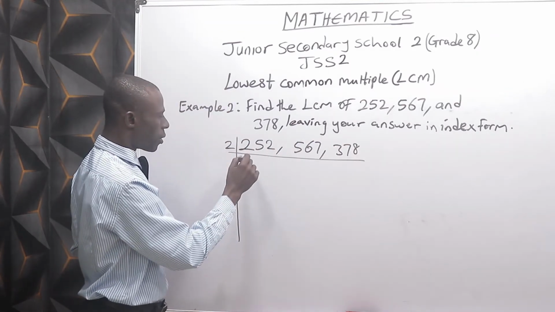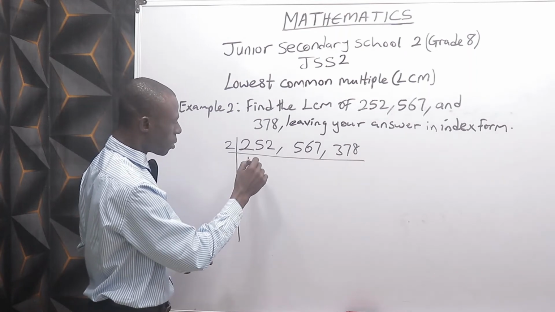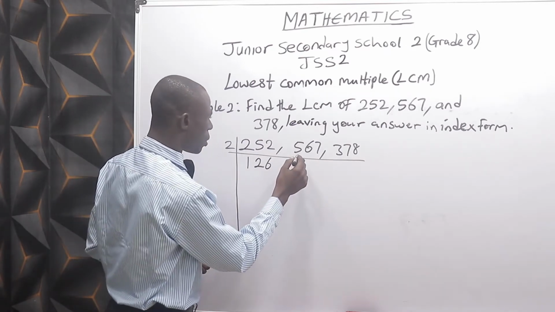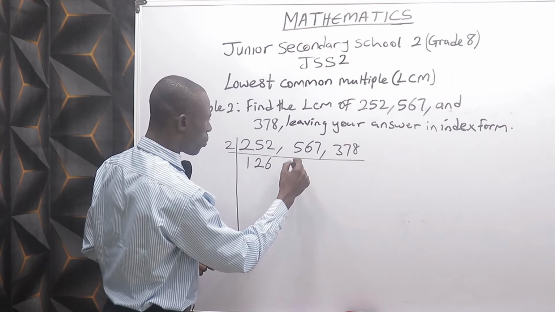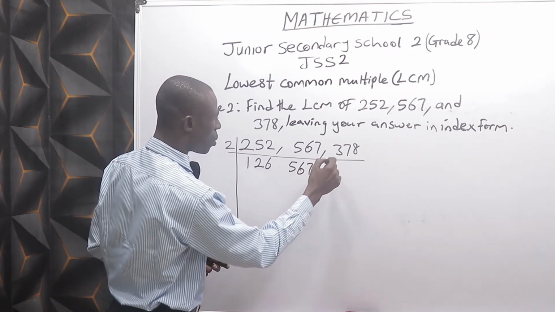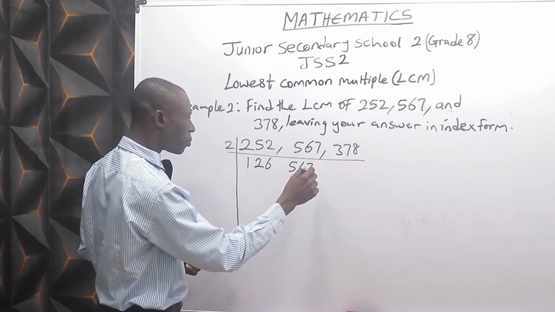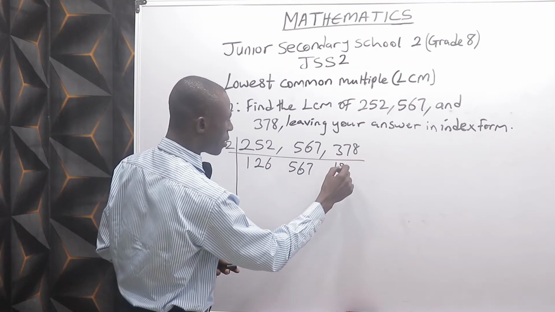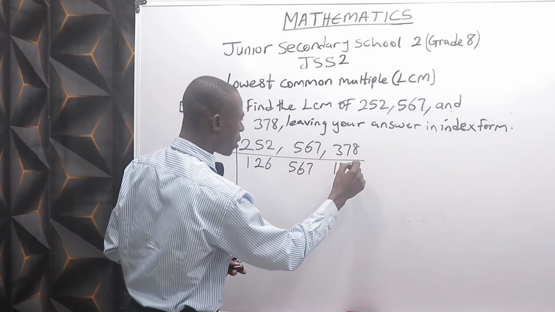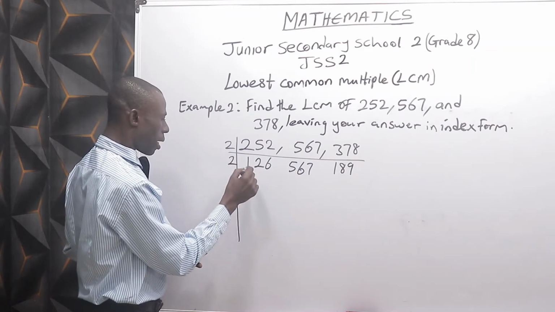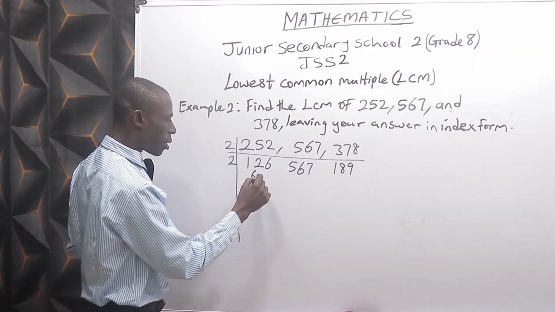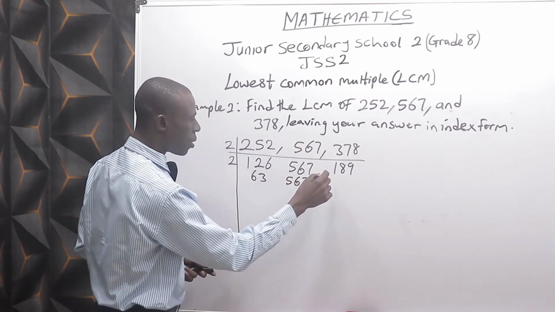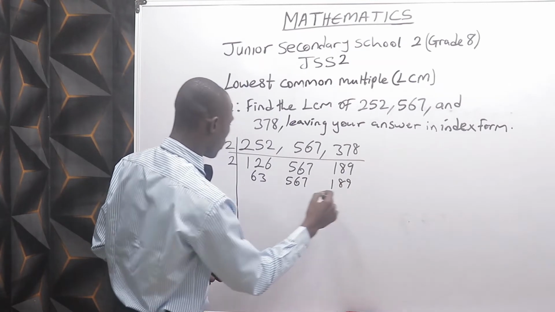2 goes in this. 2 divides this: 126. 2 cannot divide this, you can see. So you repeat it: 567. This can be divided by 2. This is 63, it remains 567, and 189. 2 can still go in this: we have 63. 2 cannot go here, you repeat it. 2 cannot go here, we repeat it.